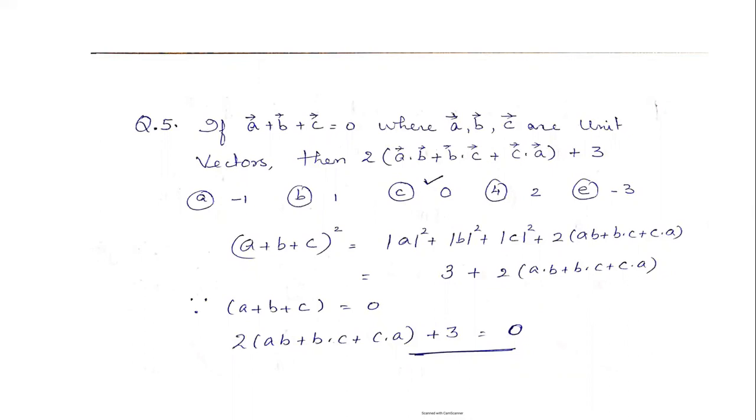Since a, b, c are unit vectors, the modulus will become 1. So mod a square plus mod b square plus mod c square is nothing but 1 plus 1 plus 1, which is 3, plus 2 times a dot b plus b dot c plus c dot a. On the left hand side it is a plus b plus c whole square, and it is given that a plus b plus c equal to 0. So therefore the answer will be 0. Option C.